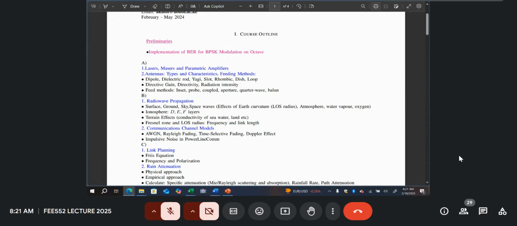So if you talk about a dipole, you need to define what that is. A dielectric rod, a Yagi antenna. So when we say you define, it means you should be able to sketch, so that we differentiate the shapes. So the dipole, we will want to see how you sketch it. A dielectric rod, a Yagi antenna, slot, rhombic, dish, and the loop. And you can see, as we have agreed, that it depends on the shapes.